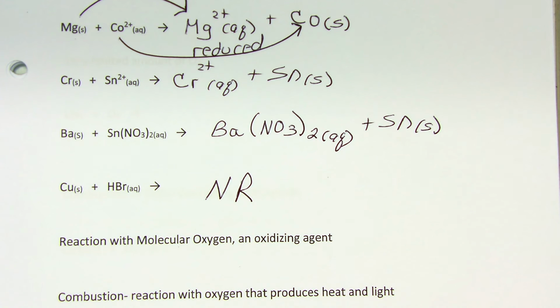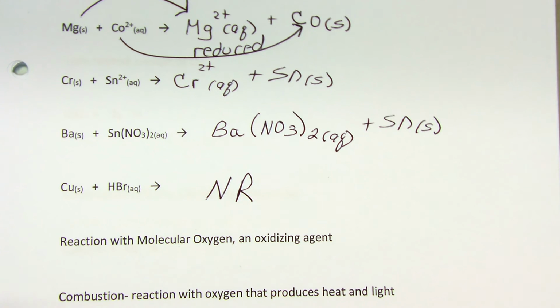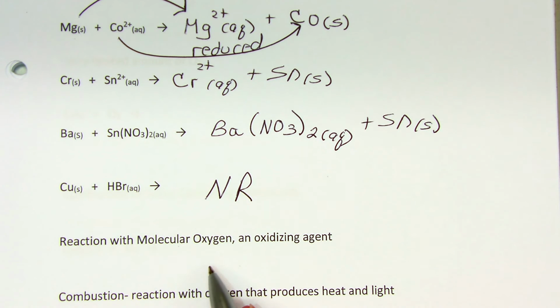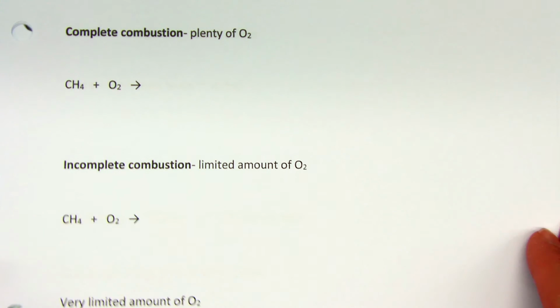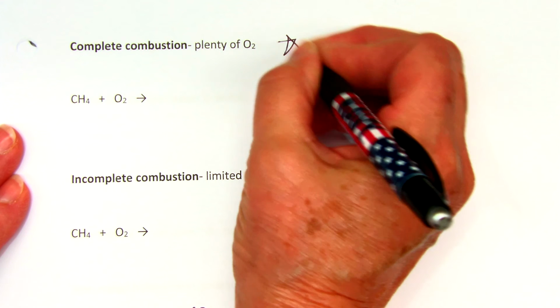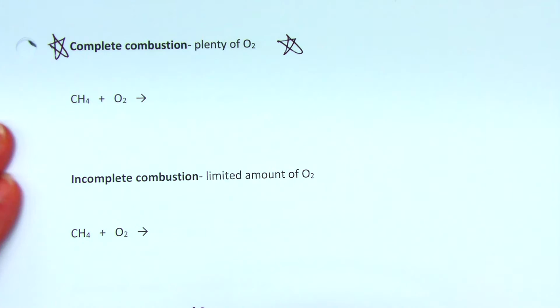So now let's look at some other things that can happen that is also redox chemistry, other types of redox chemistry. We can have a reaction with molecular oxygen. Oxygen is an oxidizer. And combustion is a very common reaction with oxygen. It produces heat and light. So for our purposes in this class, I will expect that from this time forward, you will be able to understand complete combustion and you can write and balance an equation for combustion.